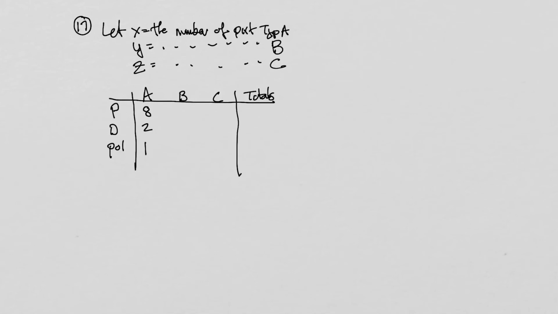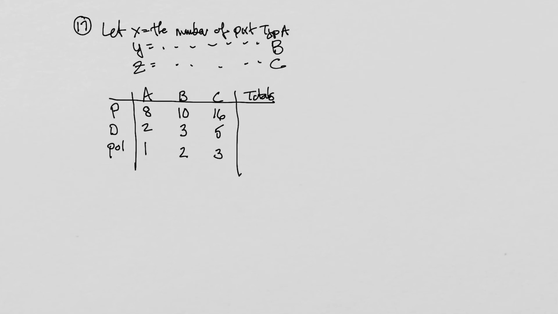And B parts, it's going to be 10, 3, and 2. B requires 10 hours of painting, 3 hours of drawing, and 2 hours for polishing. Let me be sure I got that right. 10, 3, and 2. I'm going to double check again. 10, 3, and 2. And each C type is 16, 5, and 3. So this is going to be 16, 5, and 3.